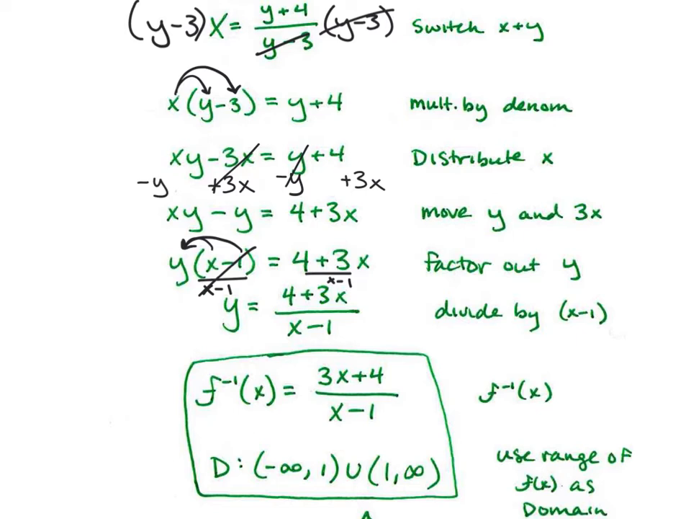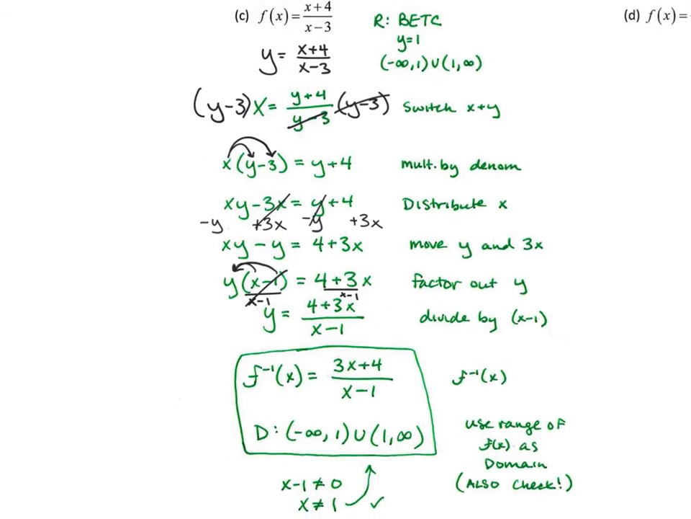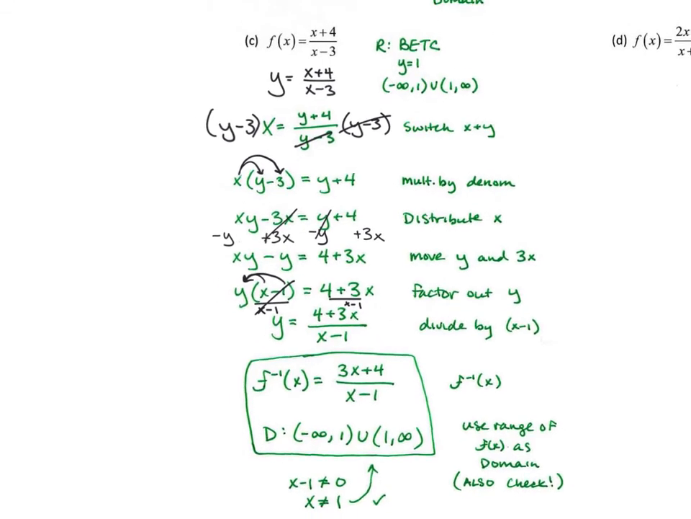Oh boy. But then we have our inverse function. F inverse is equal to 3x plus 4 over x minus 1. And we would use the range we found originally as the domain of the new function. But if you checked, and I showed you right here in my little check, that denominator cannot be equal to 1 because this cannot be equal to 1, but that's already taken care of in my domain. So it's like another little check right there.